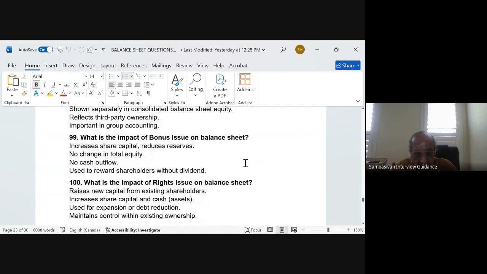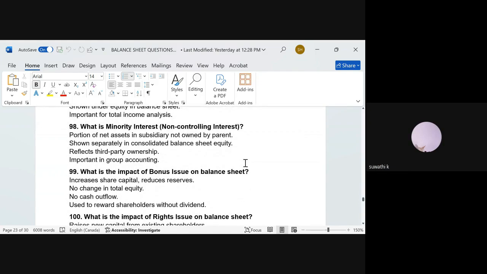What is minority interest, non-controlling interest? Portion of net asset in subsidiary not owned by parent. Shown separately in consolidated balance sheet equity. Reflects third-party ownership, important in group accounting.